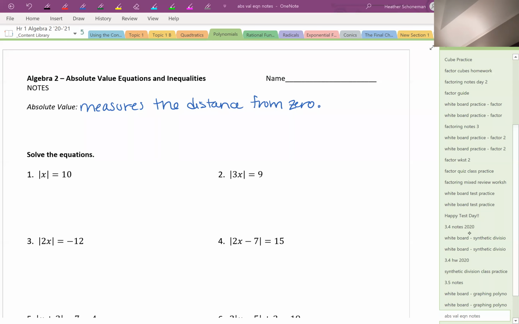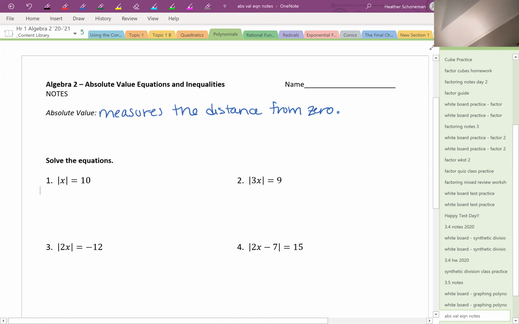Okay, this video is about absolute value equations. And on here, we want to be able to solve them. So everything's got an equal sign in it. And I think by now, most of you know that when you take the absolute value of a number, it's always positive. And that's because you're measuring the distance from zero. And distance cannot be negative.